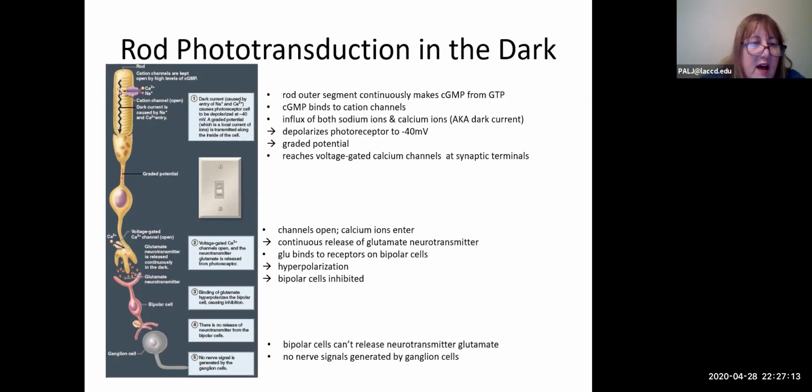Okay, so when glutamate binds to the bipolar cell, that causes hyperpolarization, not depolarization, sorry, hyperpolarization going down. Ooh, more negative. Okay. So it's inhibiting the bipolar cell. And so because that bipolar cell is inhibited, it cannot release any neurotransmitters at its synapse with the ganglion cell. Therefore, there's no nerve signal given by the ganglion cells. So vision in the dark is by blocking their neurotransmitters. Kind of a novel concept, isn't it?